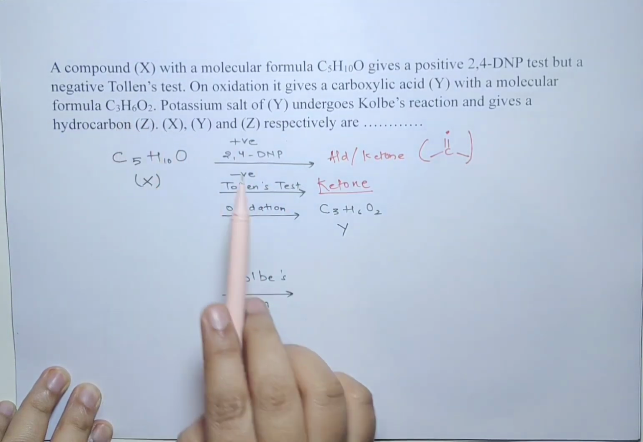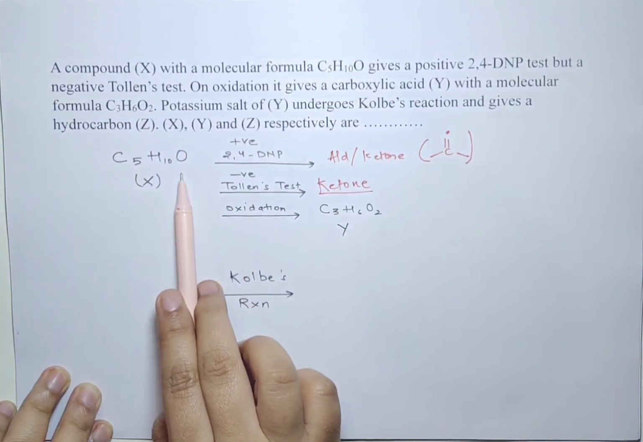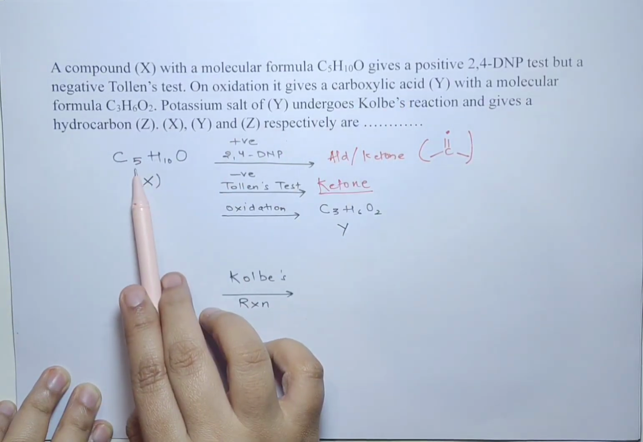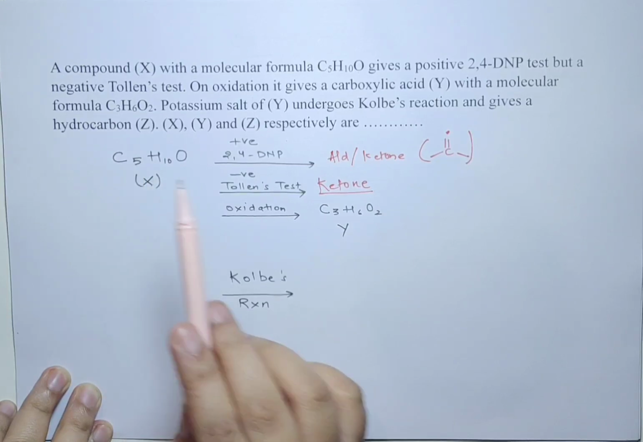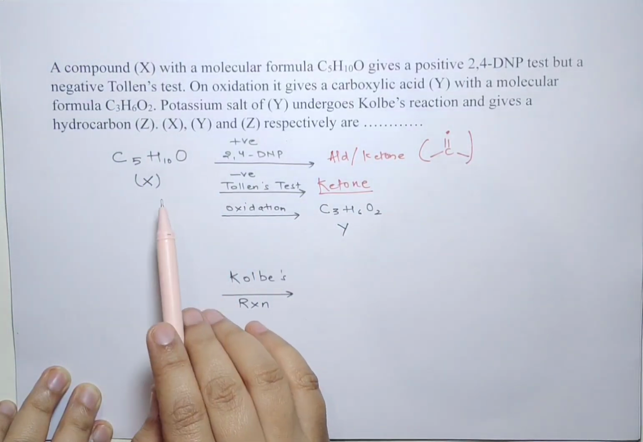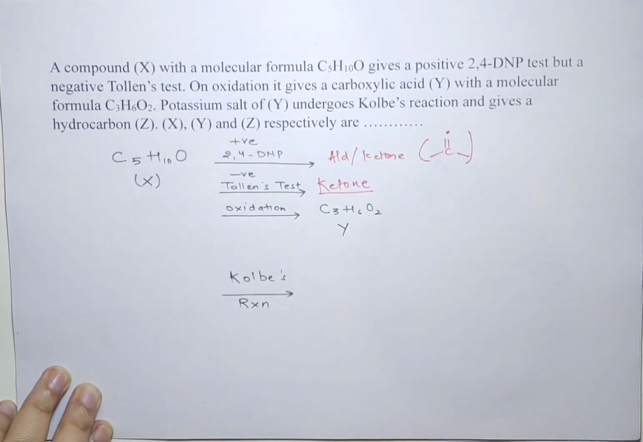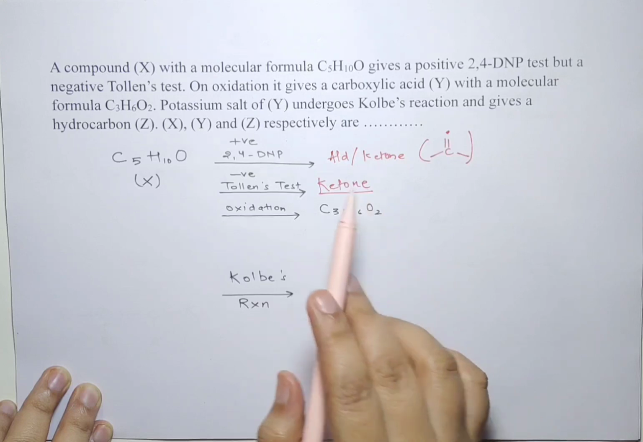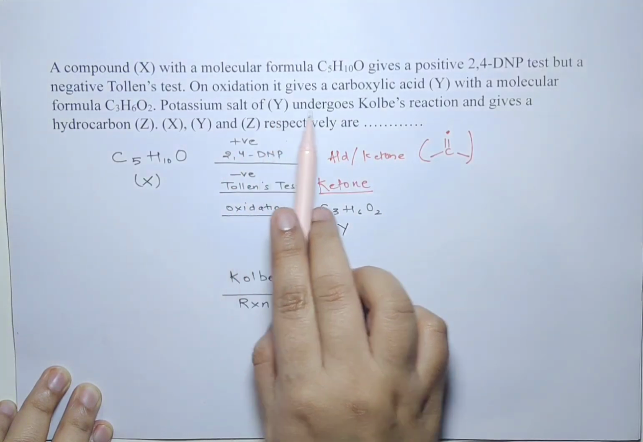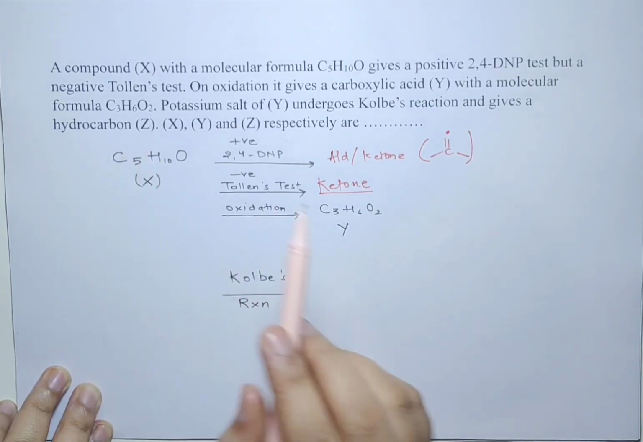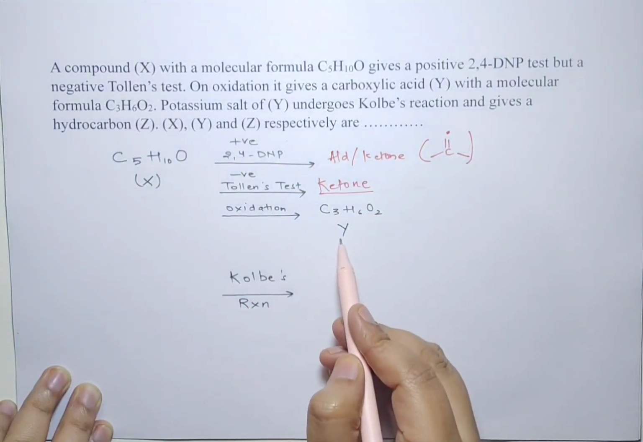Now this is also another clue that the compound here is a ketone. Why? Because upon oxidation, its number of carbon atoms is decreasing, right? That happens if it's a ketone, because in case of oxidation of ketones, the carbon-carbon bonds break. Okay. Potassium salt of Y undergoes Kolbe's reaction and gives a hydrocarbon Z. Okay. So let's talk about this.